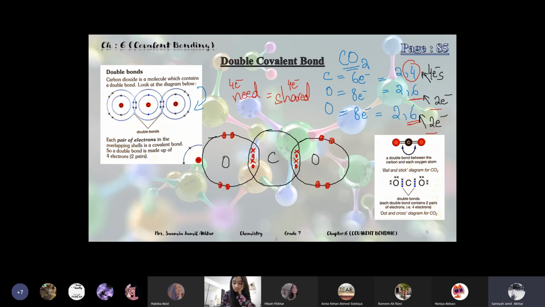Okay, so carbon's electrons with a cross and oxygen's electrons with a dot. We will make its structure like this. Ball and stick diagram: carbon, oxygen, oxygen, and 2 sticks between each carbon and oxygen. Carbon is making a double bond with oxygen 1 and also a double bond with oxygen 2, so there are 2 double bonds in carbon dioxide. Carbon dioxide molecule.